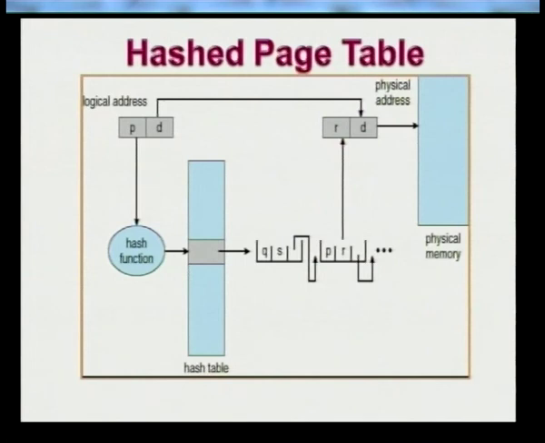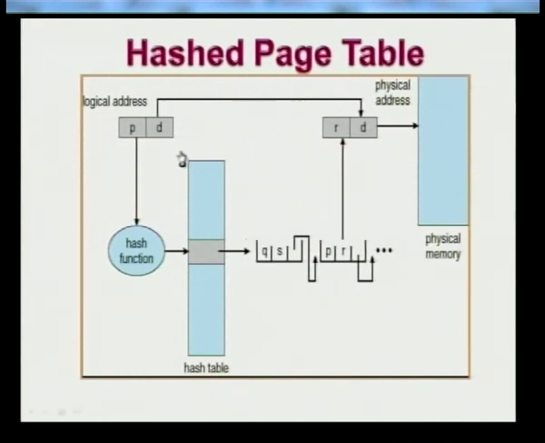This page fault will be sensed by the operating system by the generation of a trap, and the page fault is handled at a later time using different mechanisms. Those handling mechanisms will be discussed in the future slides. This is how a hashed page table implementation looks.